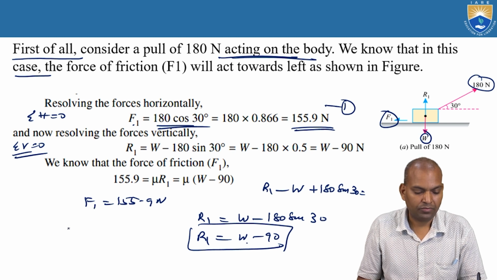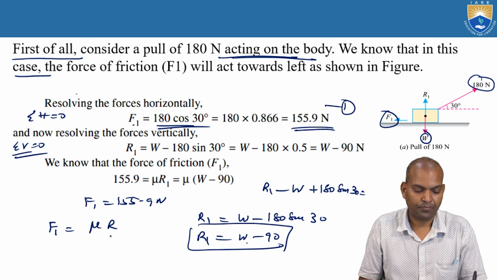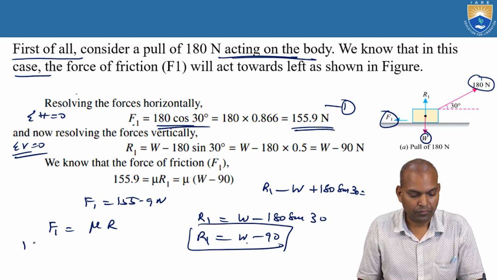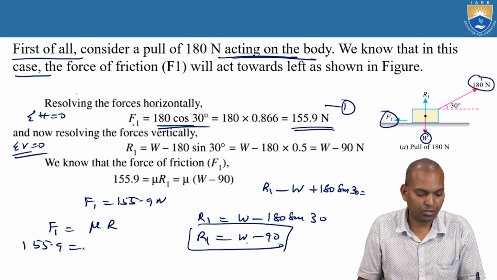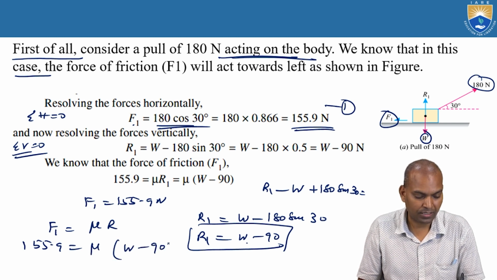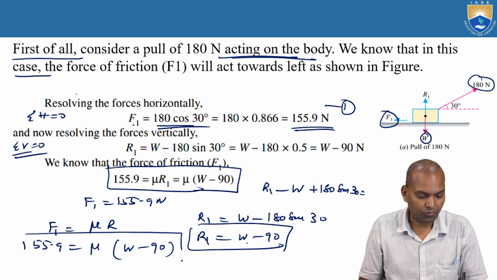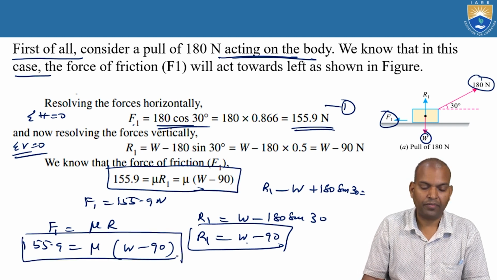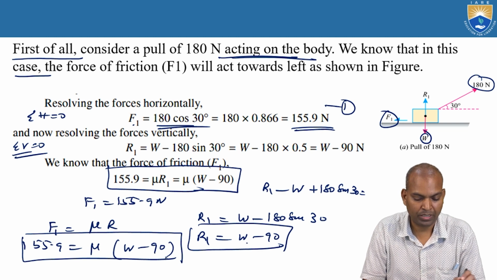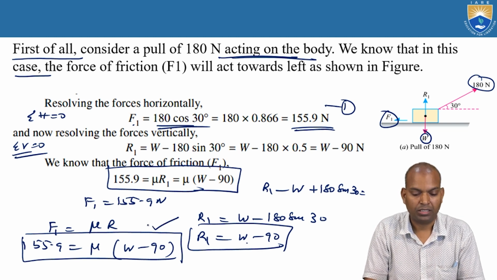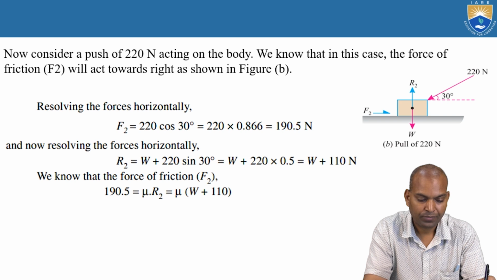Now we know that F1 equals mu times R. F1 is 155.9 newtons, and R is W minus 90. This is the equation: 155.9 equals mu times (W minus 90). This is one equation. Now the second case we have to find out.